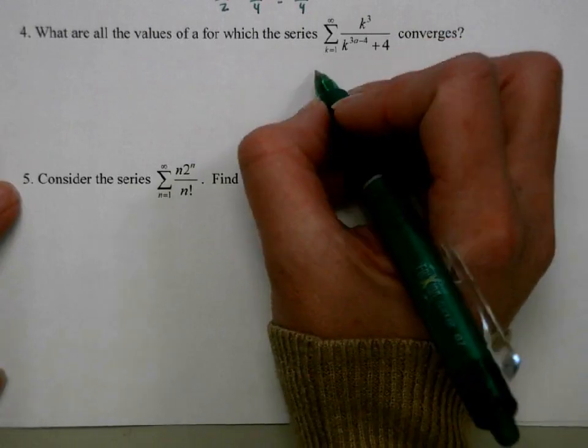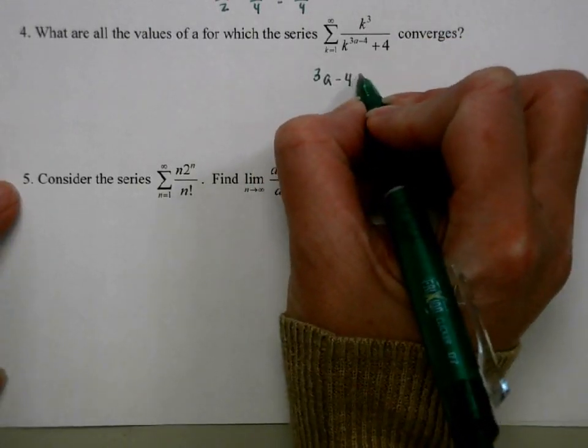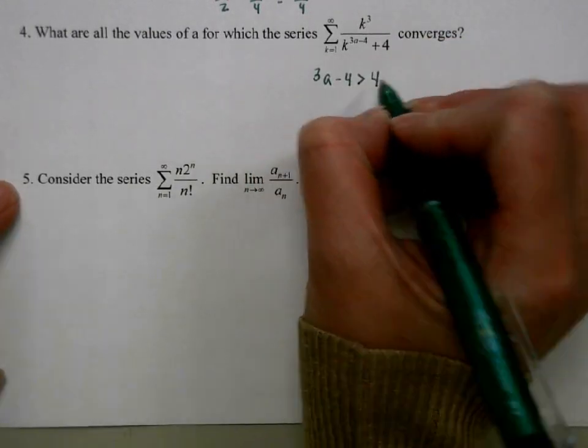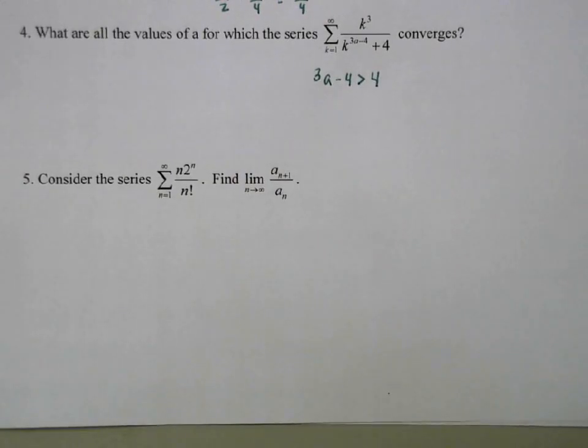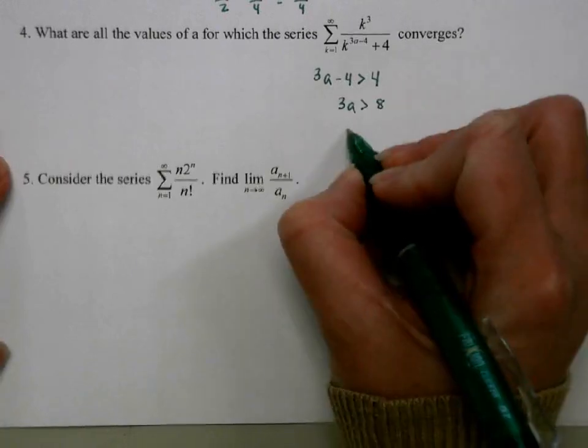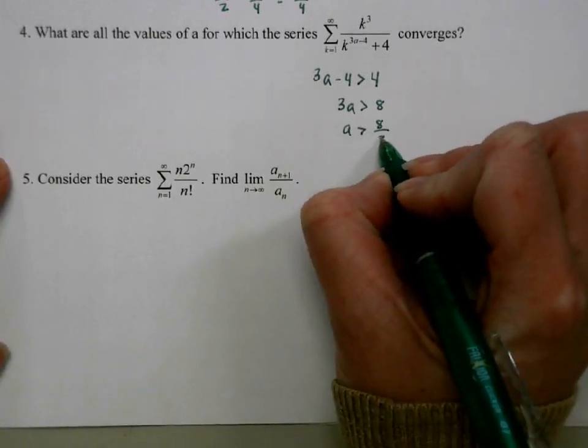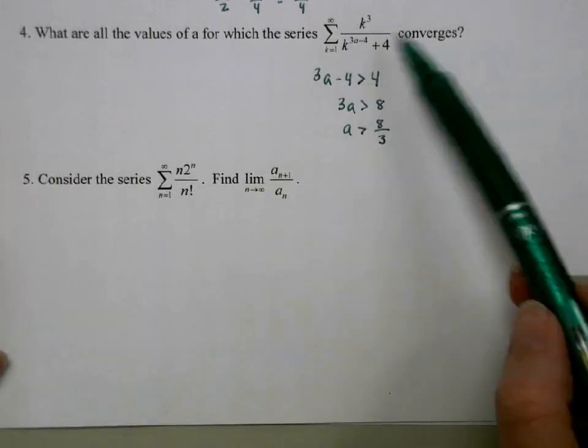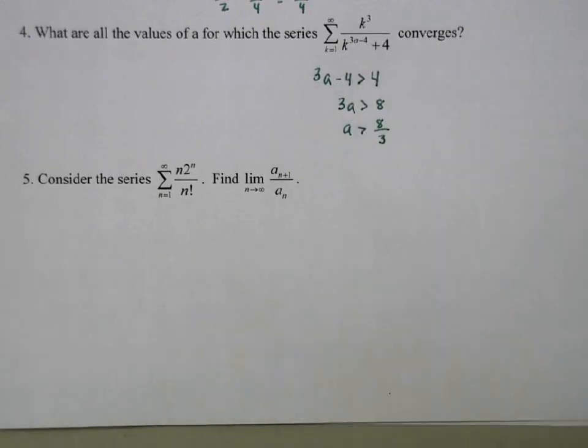In this case, that means I want 3a minus 4 to be greater than 4. If it equals 4, then it's going to be divergent because we'd compare it to harmonic. But if it was just a teensy bit higher, then it would be compared to a p-series with a degree greater than 1, which is convergent. And we just do some quick algebra to get our value. Again, in order for it to converge, we want this to be greater than 1 higher than the degree of the numerator.